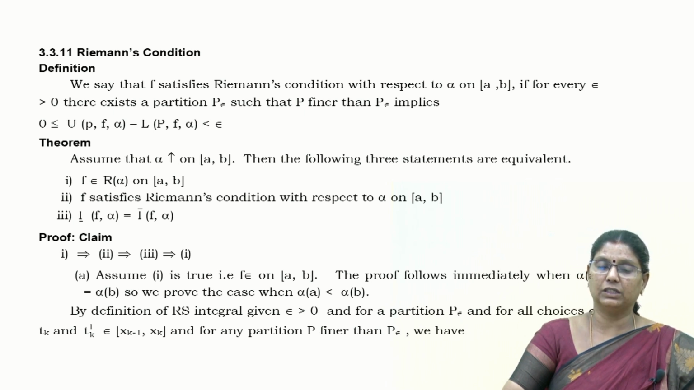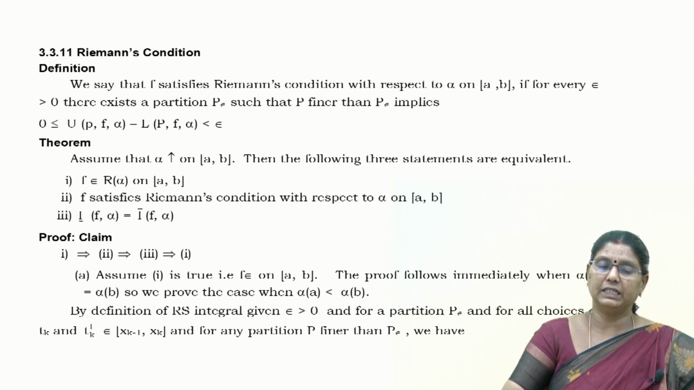So, first let us assume that condition 1 holds, that is, f belongs to R of alpha on the closed interval a comma b. That means the integral a to b f d alpha exists on the given interval. So, assume 1 is true, that is, f belongs to R of alpha on the closed interval a comma b. Then the second case we can easily prove, that if alpha of a equals alpha of b, so that we can prove the above case, alpha of a is less than alpha of b.